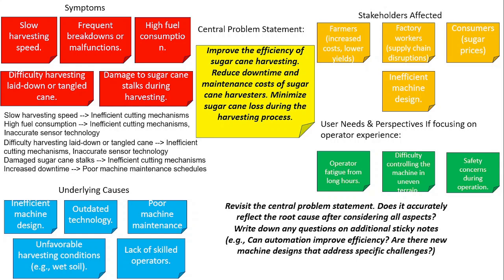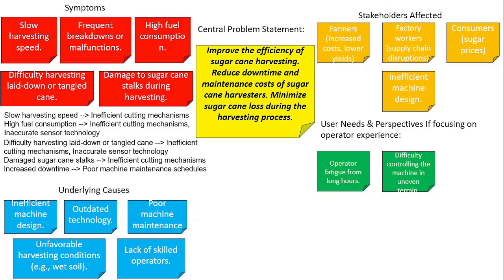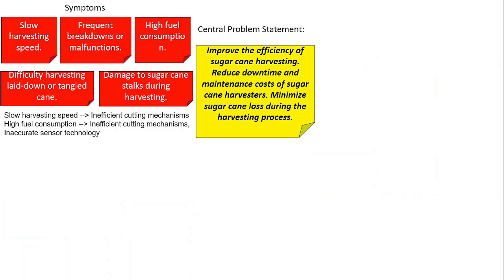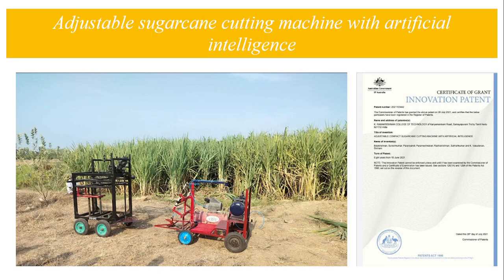Yes, I can identify the newly affected problems, which are: can automation improve the efficiency? This question gave the solution to them. Are there new machine designs that address specific challenges? Likewise, I may write the problems again. From that, I can improve the already available machine. For the reason, from that I can develop the new sugarcane cutting machine with the assistance of artificial intelligence.